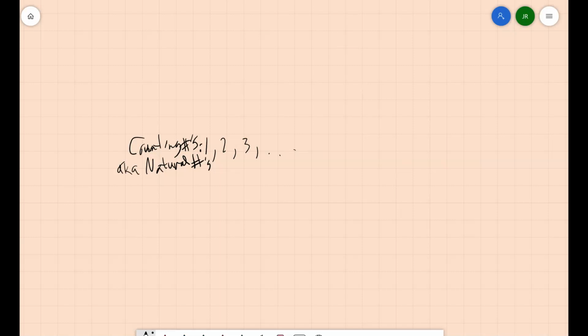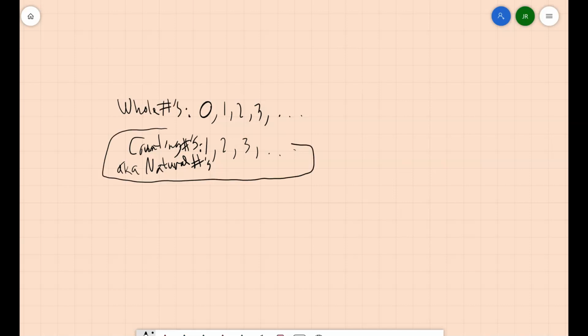All right, then something bad happened. All of his goats got sick and died, and he had to come up with a very sad number called 0. He had no goats. So you add 0 to the mix, and you still have 1, 2, 3, and on. But once you add 0 to the mix, that's called the whole numbers. The whole numbers include the counting numbers, but they add an extra number to it called 0.